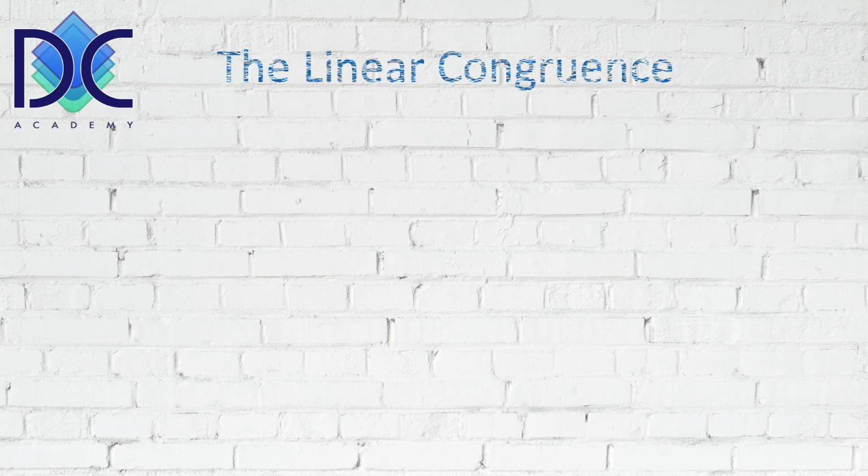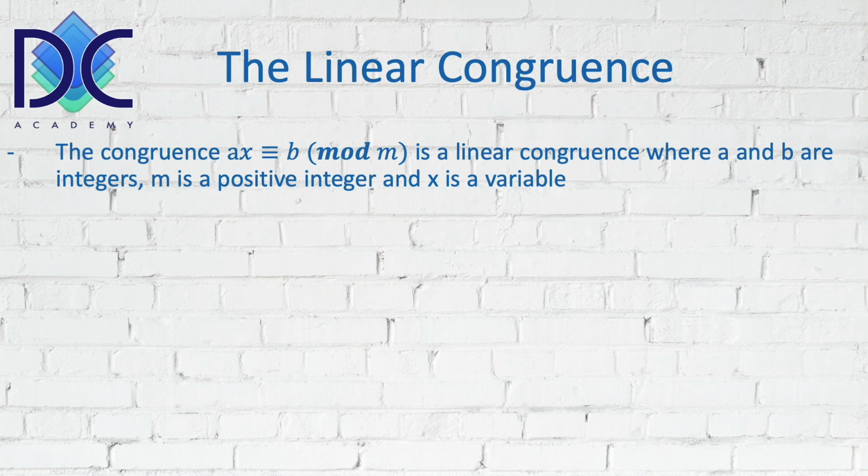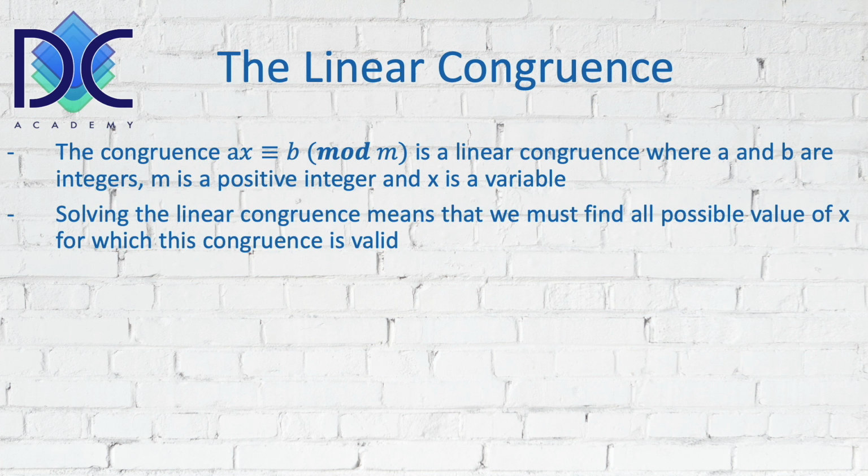Now, first of all, we look into the linear congruence. I already said that the linear congruence is a congruence of the form ax ≡ b (mod m), where a and b are integers, m is a positive integer, and x is a variable. Solving linear congruences means that we must find all the possible values of x for which this congruence is valid.